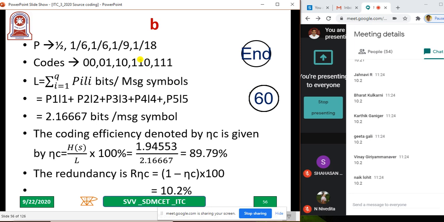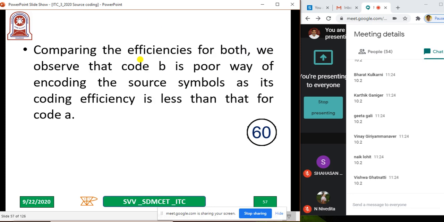Comparing the efficiencies for both, we observe that code B is a poor way of encoding the source symbols as its coding efficiency is less than that for code A. Just try to understand this. Whenever efficiency is more, I can say coding is good. If efficiency is less, coding is not good. This you have to understand. Devraj, Simran, Vishwa, Nayak, Vinay, Shilpa, very good. So most of them have typed the answers.